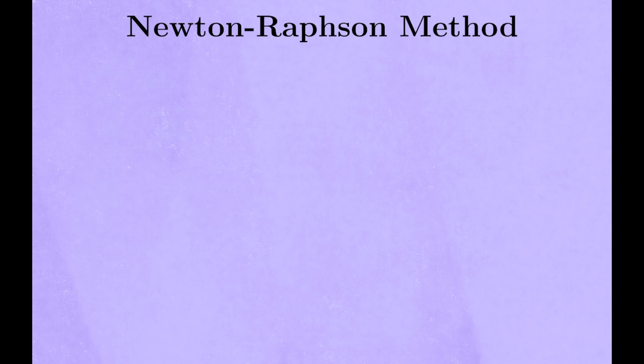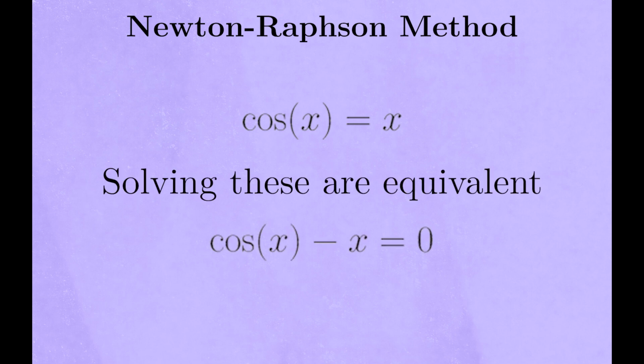Another place where we may want to find an actual numerical answer is in solving an equation, such as cosine x equals x. We can always rearrange an equation that we want to solve into the form f of x equals 0. In the previous example, we could write it as cosine x minus x equals 0. Approximately solving this equation is finding the x value of f of x equals cosine x minus x for the y value of interest, 0.